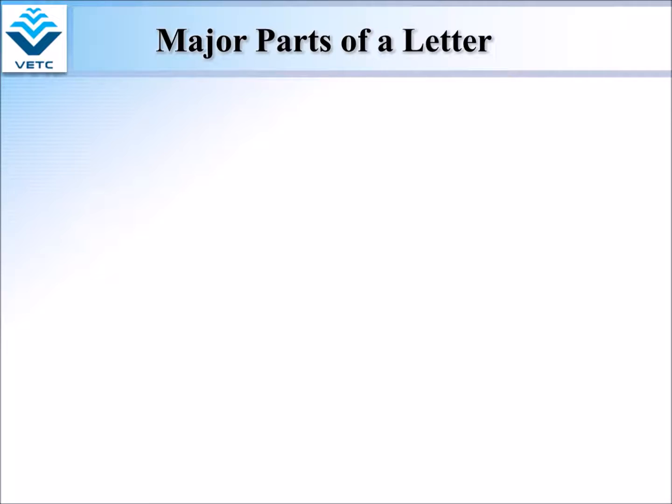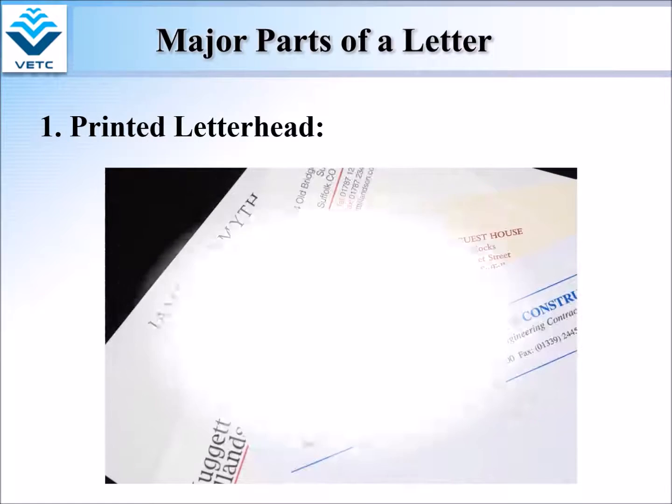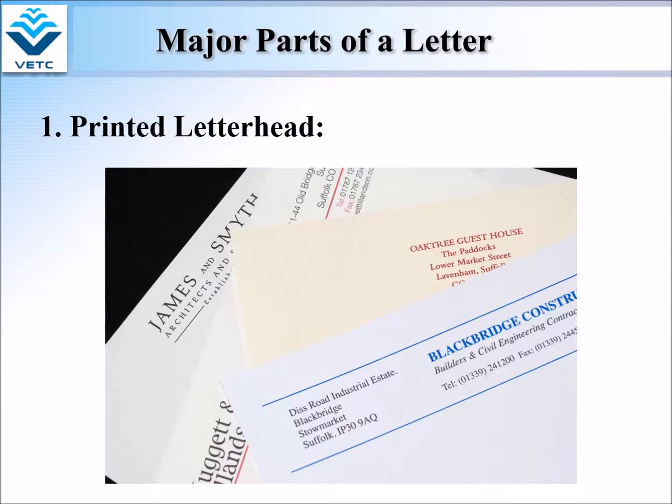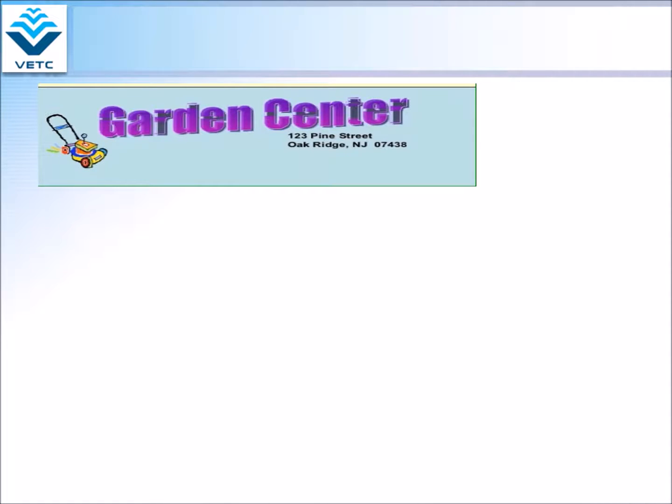Now let's begin with the first part. It's called the printed letterhead. Look at the example. It includes the name, address, and telephone number of the sender, and may contain a description of the business, trademark, telegraphic address, telex, etc. We only write a printed letterhead if the letter is from a business. We have some other examples for you.